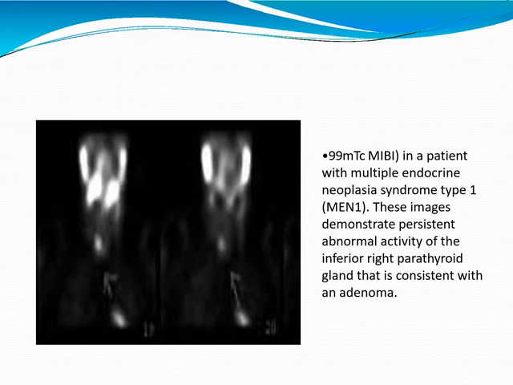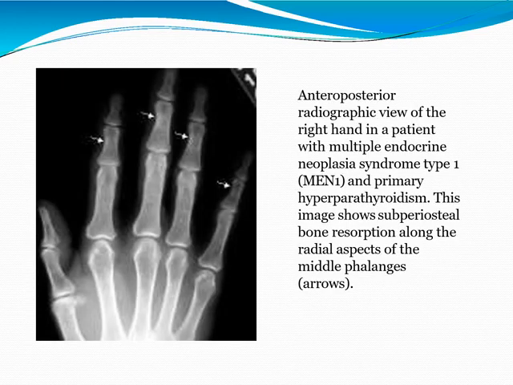Then comes the MIBI scan in a patient with multiple endocrine neoplasia. These images demonstrate persistent abnormal activity of the inferior right parathyroid gland that is consistent with an adenoma. Here you see an X-ray AP view of the right hand in a patient with MEN1 and primary hyperparathyroidism. You see subperiosteal bone resorption along the radial aspects of the middle phalanges.